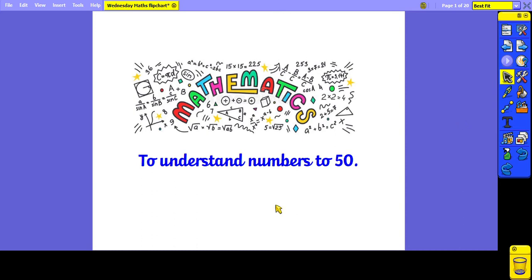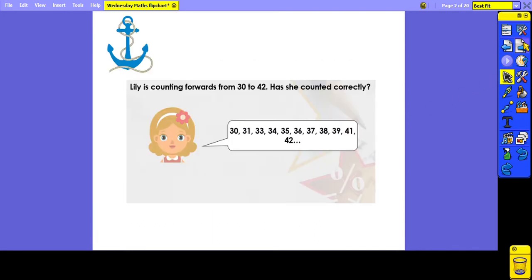Good morning, Year 1. For today's maths lesson, we are learning to understand numbers to 50. For our anchor, Lily is counting forwards from 30 to 42. Has she counted correctly? Look carefully at how Lily has counted and see if you can spot any mistakes. Pause the video now and have a go.